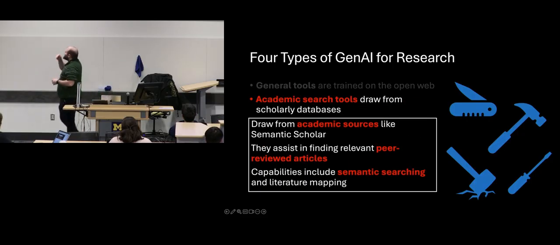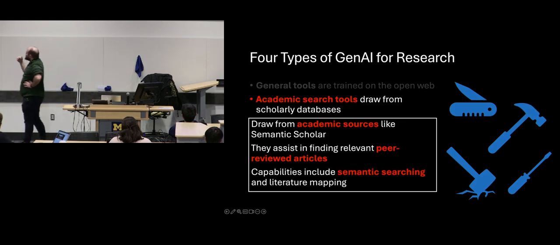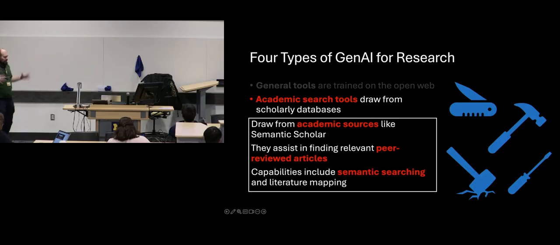Okay, so academic search tools, these draw from academic sources, peer-reviewed articles, which is going to be very important, or things on arXiv, so not always peer-reviewed, depending on the tool. And these are going to have that semantic searching and literature mapping capability. So I talked about semantic searching, where you are not searching explicit keywords, but looking for the general meaning of your search and finding things that are similar, even if you didn't say the exact keyword.